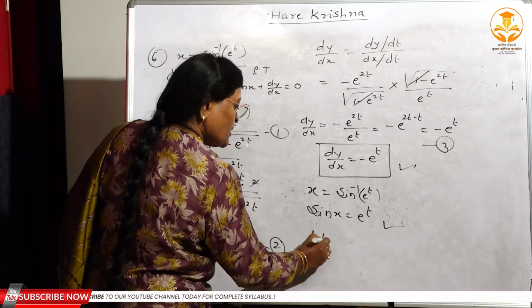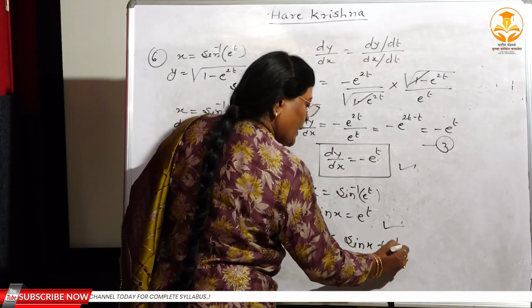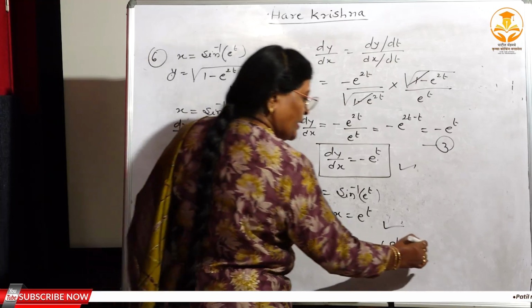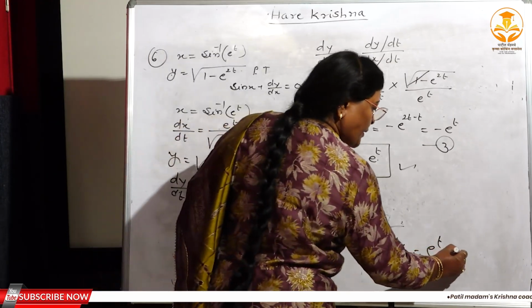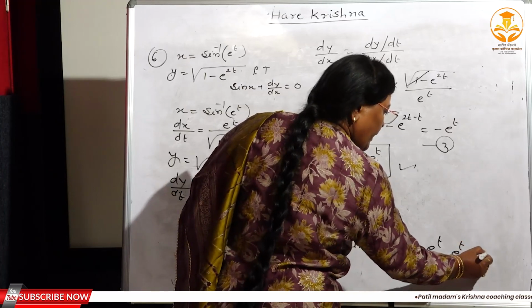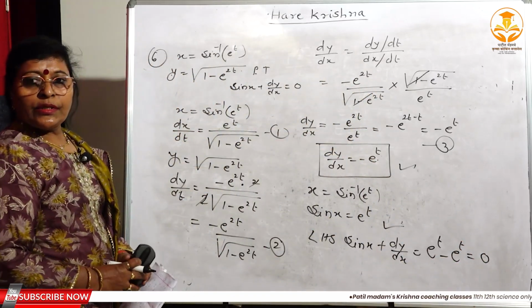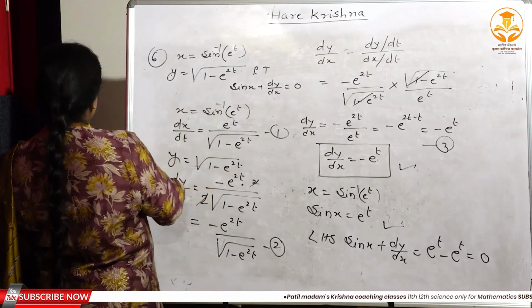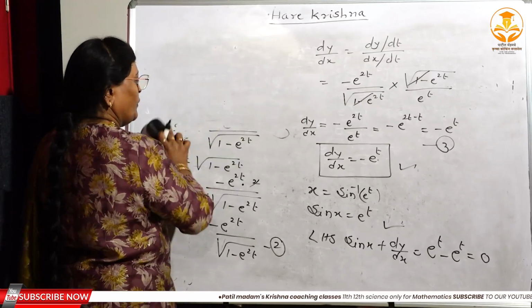Again LHS: sin x plus dy by dx. Now you can substitute. What is the value of sin x? e raised to t. And what is the value of dy by dx? Minus e raised to t. Here you have got zero. So this is about the 6th, isn't it? Now I will take the 7th one here. See, 7th one.